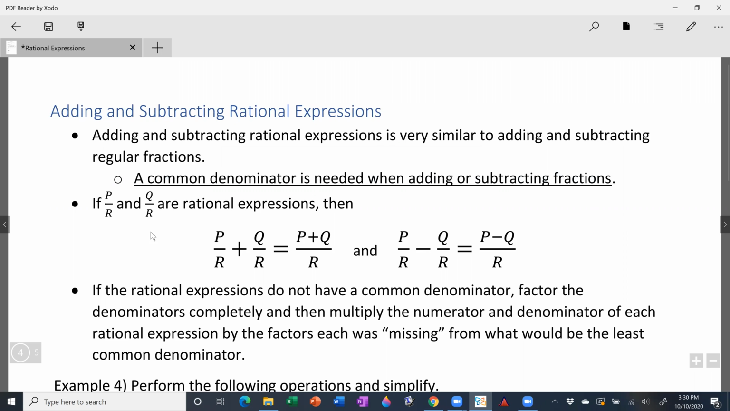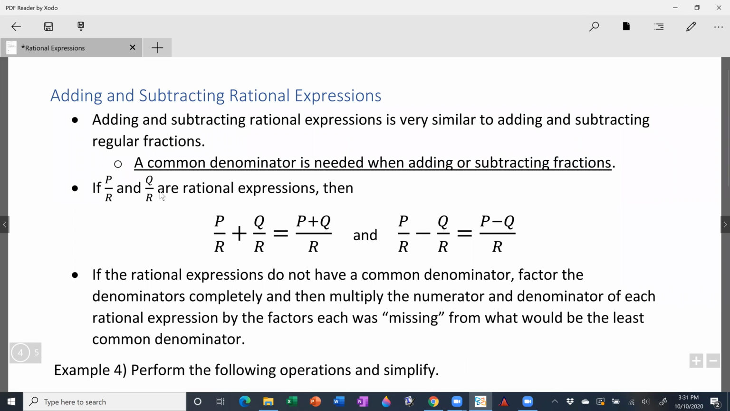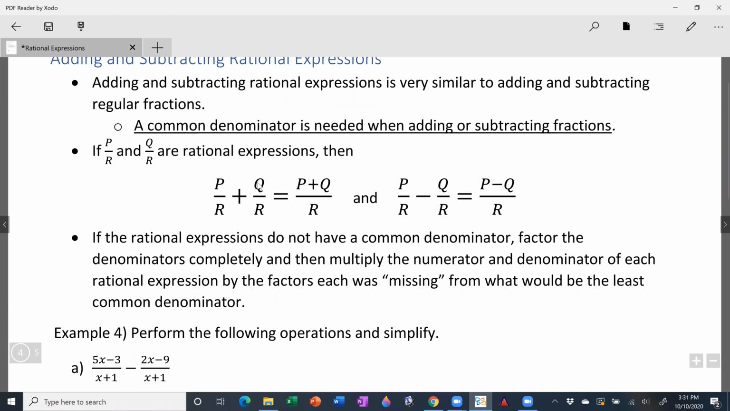Just in general here, if P over R and Q over R are rational expressions, notice that they already have a common denominator of R. We can write it like this: P over R plus Q over R is the common denominator on the bottom, and then you can just go ahead and add the top. If you have subtraction, it's still just the common denominator on the bottom, and you can just subtract the top. But you have to be a little bit careful, especially with subtraction, because these P and Q are full polynomials. So that Q could be multiple separate terms, and then that negative would have to distribute. We'll watch out for that as well.